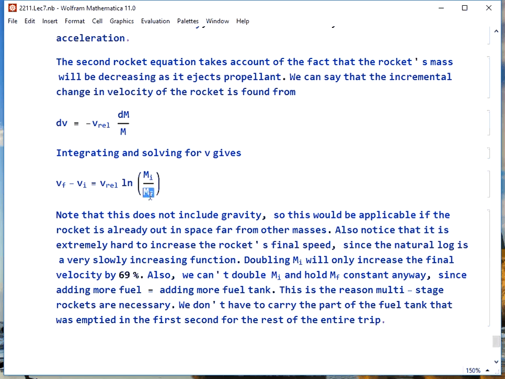Mf is what's left over when all the fuel is gone, so it's the tank. You can't have twice as much fuel with the same size tank. This whole reason is why we have multi-stage rockets. You could start getting rid of the fuel tank that you don't need anymore after the first few seconds. So this rocket problem, the key to space travel is to not have this logarithmic function screw everything up, to use multi-stage rockets.